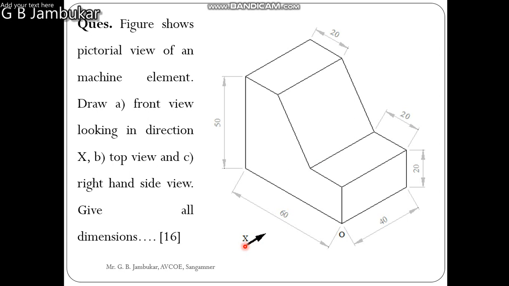The X direction is given to draw the front view. Then from the right side we have to draw the right hand side view, and the top view from the top direction. Now the dimensions are given according to X. This 60 will be the length, 50 will be the height, and from the right hand side view this 40 will be the width of the object. So from the X direction we have to draw the front view, top view and right hand side view.